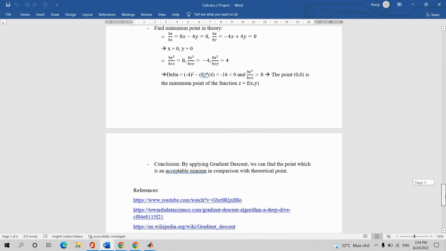To conclude, by applying gradient descent, we can find a point which is an acceptable minima in comparison with the theoretical point. So we have the reference below.